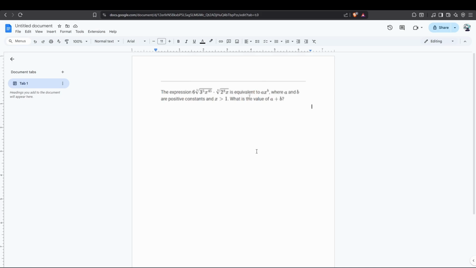So this was yesterday's question, which was December 29th, 2025, and it asked this: the expression 6 times the fifth root of 3 to the 5th times x to the 45th, times the 8th root of 2 to the 8th times x, is equivalent to ax to the b, where a and b are positive constants and x is greater than 1. What is the value of a plus b?